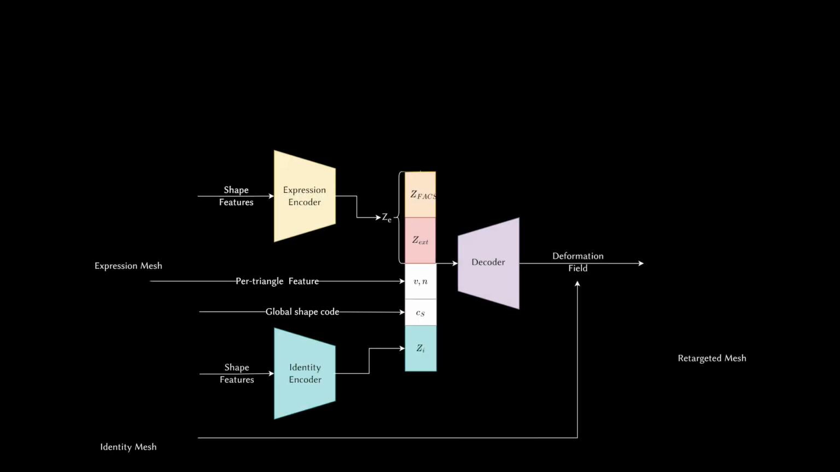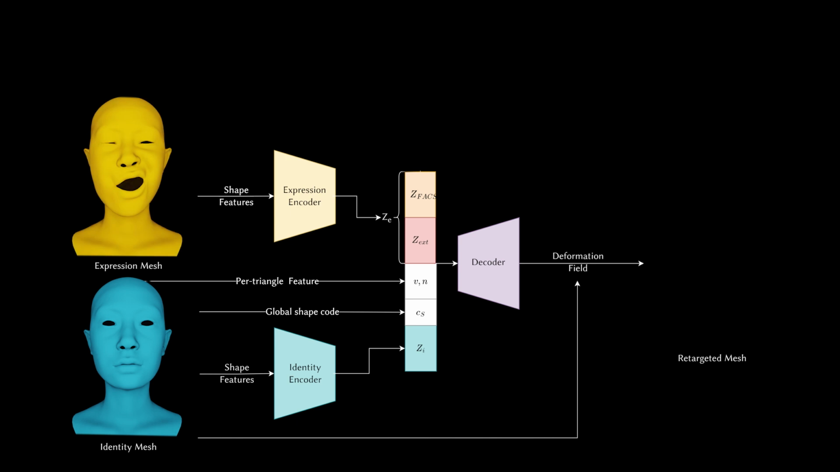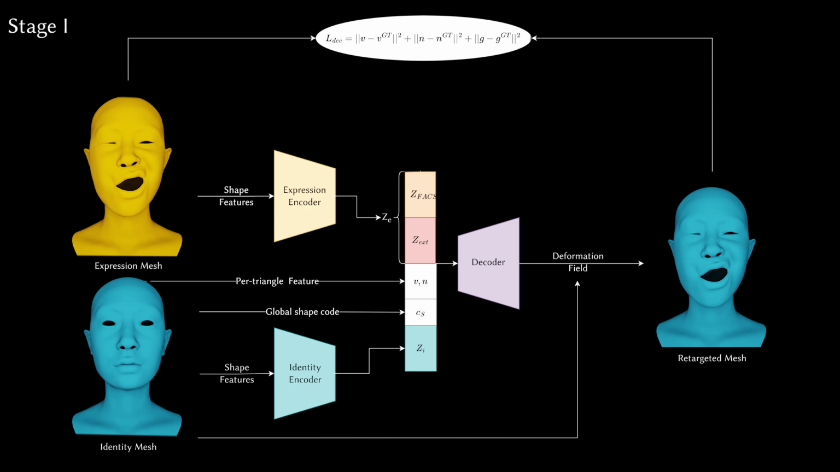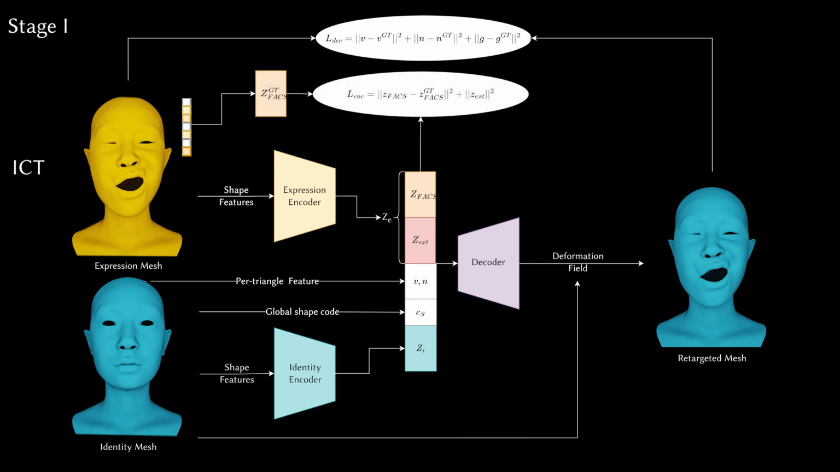During training, we require the blue and yellow meshes to share the same template, so that we can supervise our model by minimizing the difference between the yellow mesh and the retargeted mesh. We apply a multi-stage training scheme. In the first stage, we train on the ICT datasets, which contain ground truth FACS expression codes. We supervise the expression encoder by minimizing the L2 distance of ZFACs.